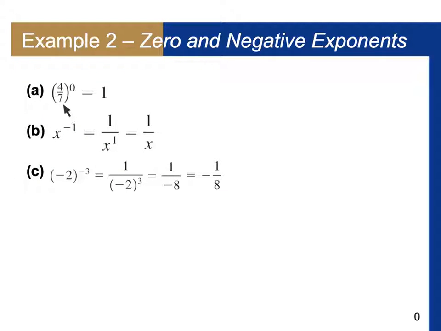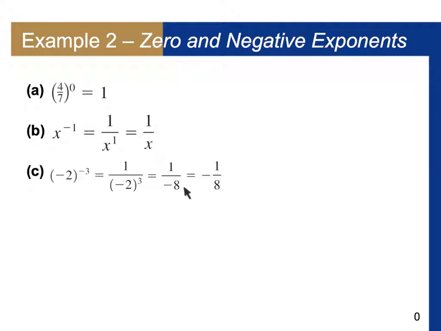So here's some examples. 4/7 is our base, to the 0 power is 1. X to the -1 is 1 over x to the +1, which is 1 over x. Now here our base is negative, but we're also taking it to a negative exponent. So let's keep that negative base, but we're going to say 1 over -2 to the +3. And we have -2 to the -3. And then we can evaluate that -2 cubed, which is -8. Remember, we're multiplying -2 3 times here, so that's how we get to -8.